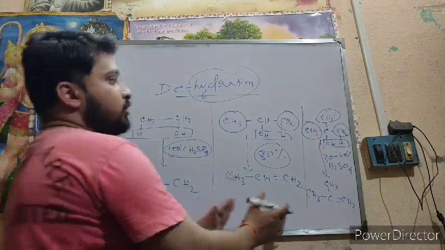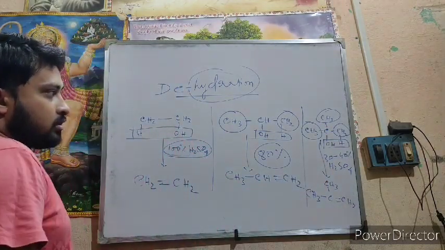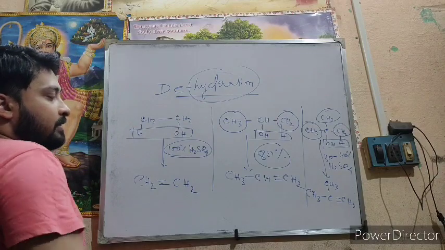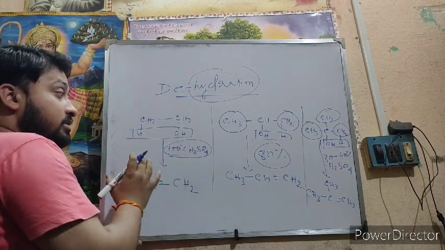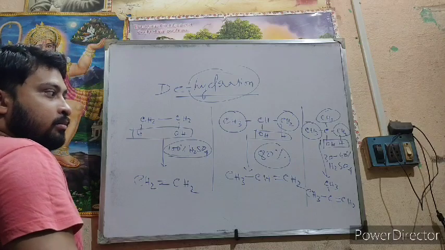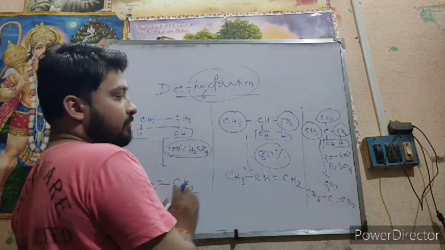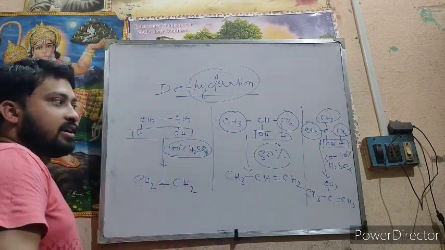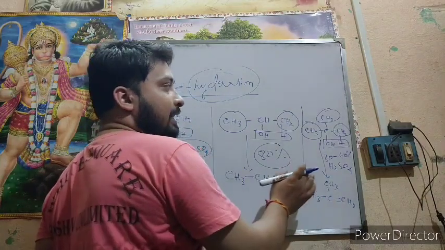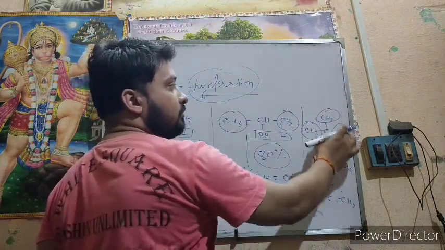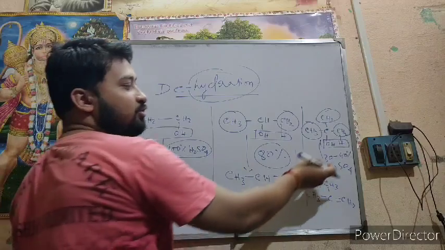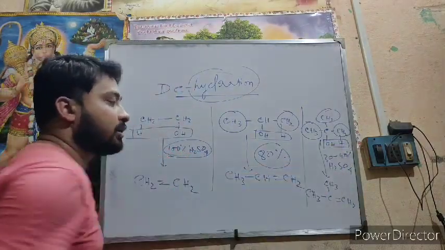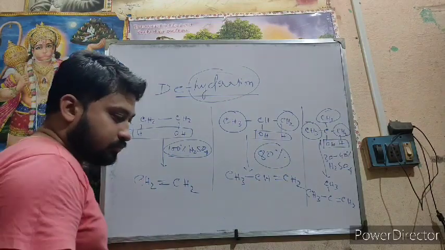So this is how 1 degree, 2 degree and 3 degree alcohol react with concentrated H2SO4. If it is 1 degree alcohol, you use 100% concentrated H2SO4. But 2 degree is easier than 1 degree, you can use 80% concentrated H2SO4. For 3 degree, having 3 bulky groups, you just use 30 to 40% concentrated H2SO4 to remove this water molecule.